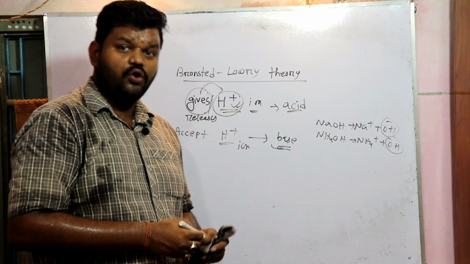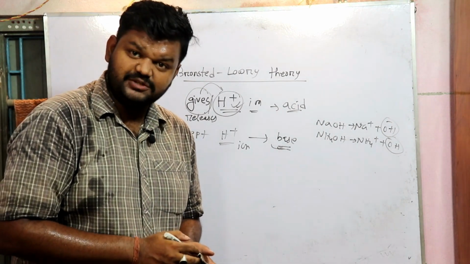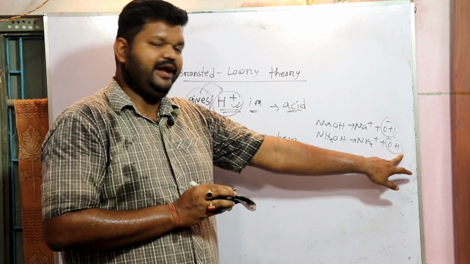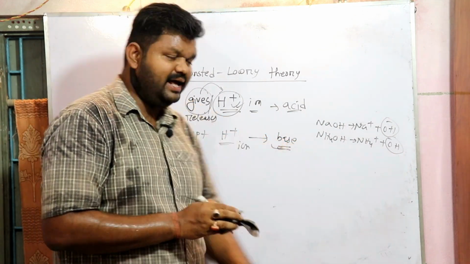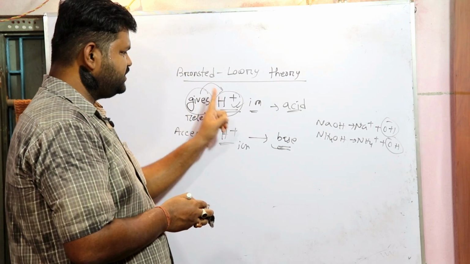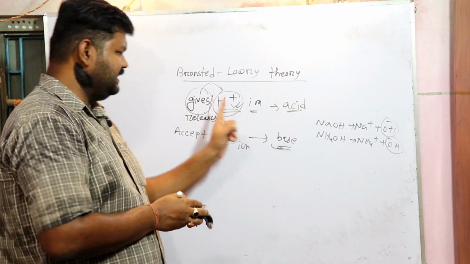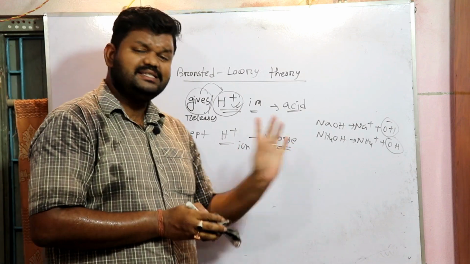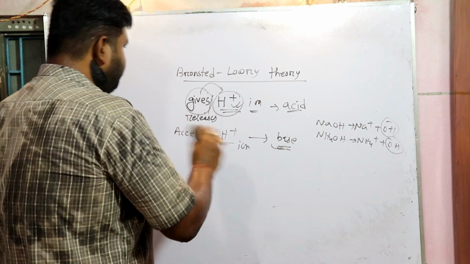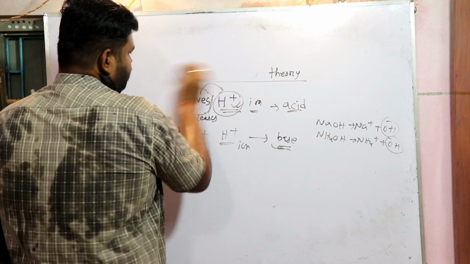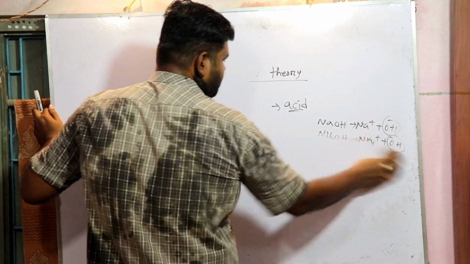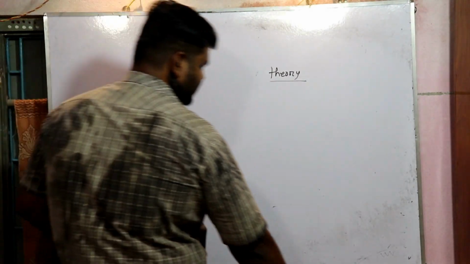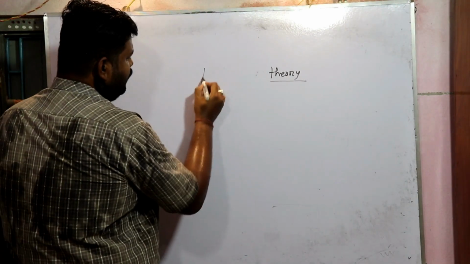There was no consideration of any OH minus. Is it clear? There was no consideration of any hydroxyl group or OH minus. That means the substances which can give H plus ion are known as acid. The substances which can accept H plus ion will be known as base. Is it clear? But after that, the finest theory ever made by scientists for the definition of acid and base is Lewis theory.